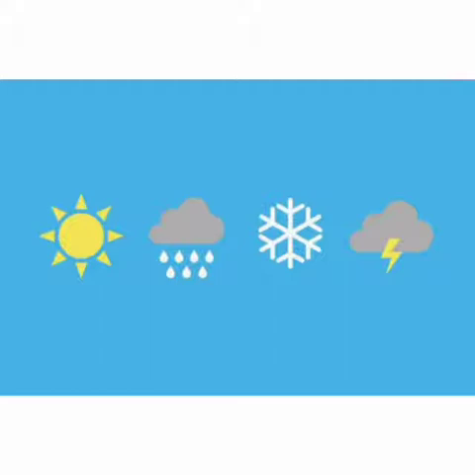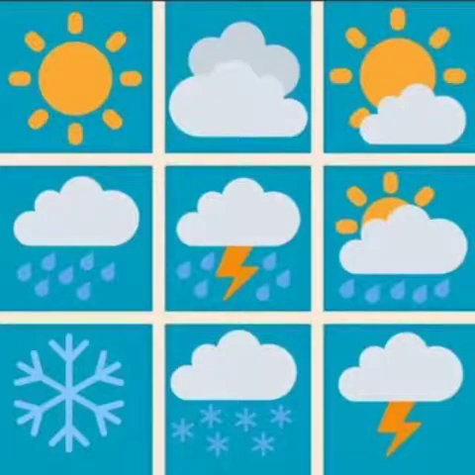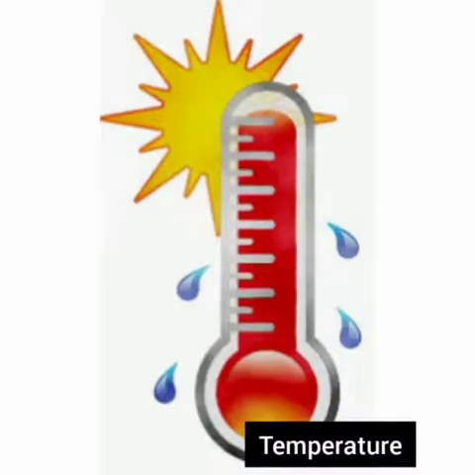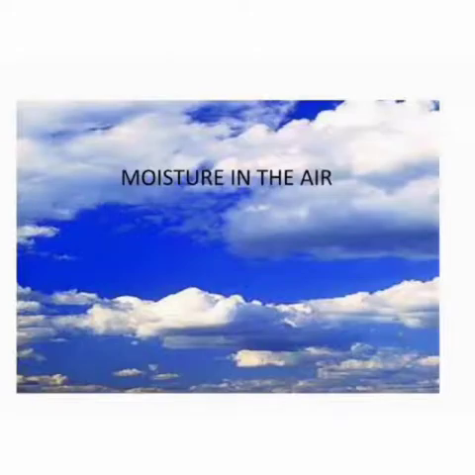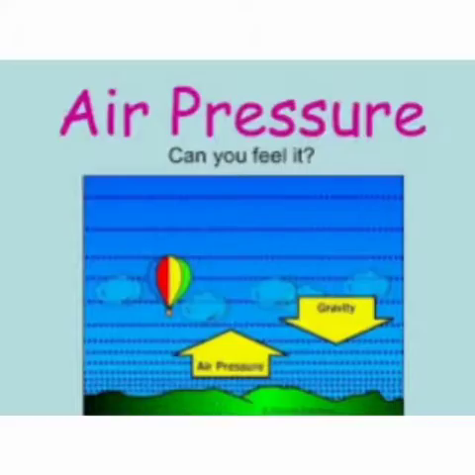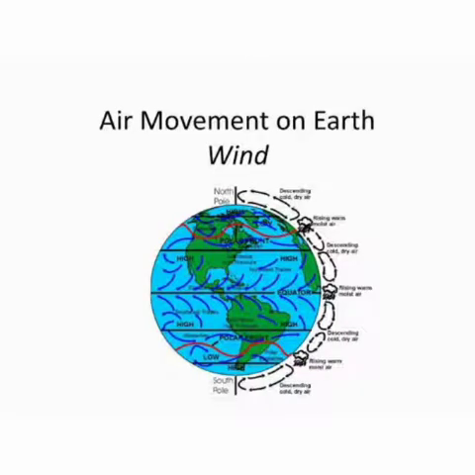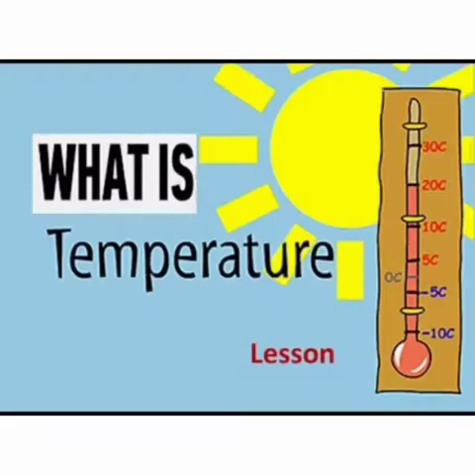So weather changes from minute to minute, hour to hour, day to day and season to season depending on the particular time. So the weather of a particular place depends on a few elements. Those are the temperature, moisture in the air, the pressure of the air, and the movement of the air. So usually we see always sunny days.